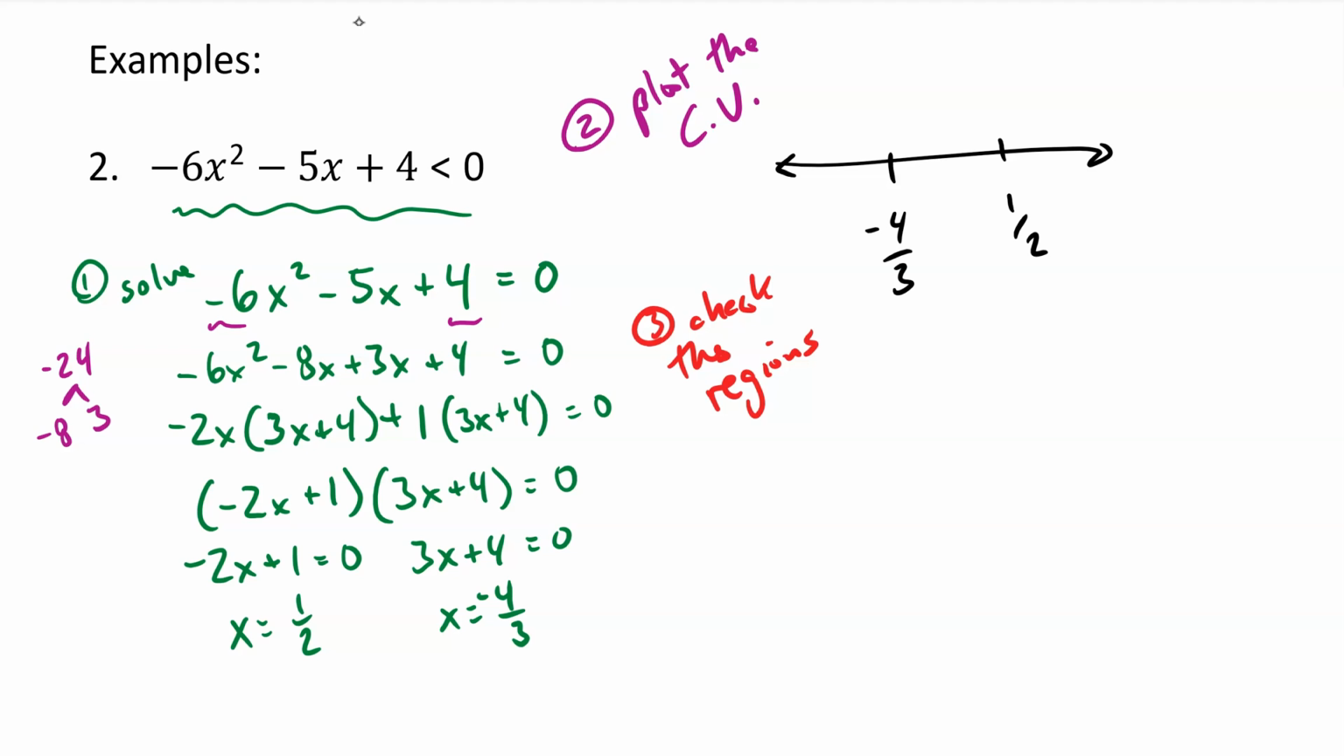So I could choose as a test point for the middle region 0. If I plug that in, I get the inequality of 4 is less than 0. And of course that doesn't work. So this middle region isn't going to be part of my solution.